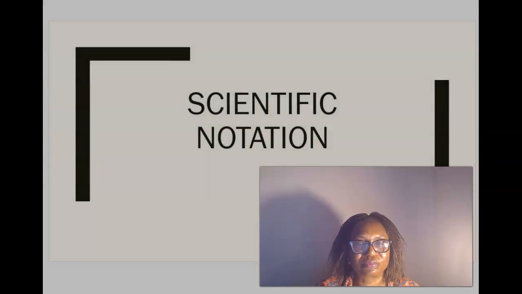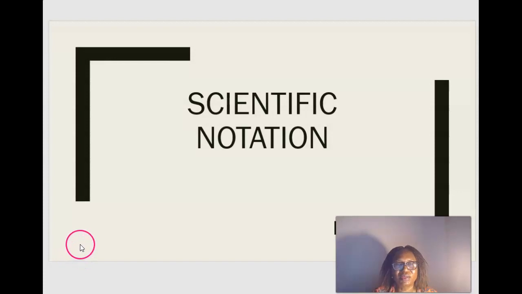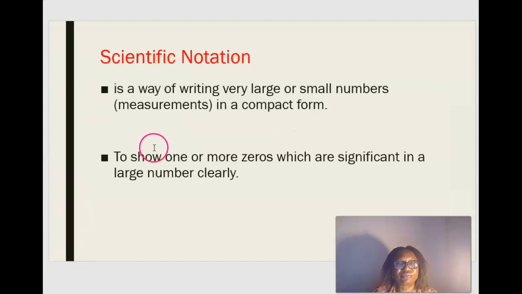In this video, we are going to study how to write scientific notation from standard, or we call it original numbers. Scientific notation is a way of writing very large or very small numbers or measurements in a compact form.